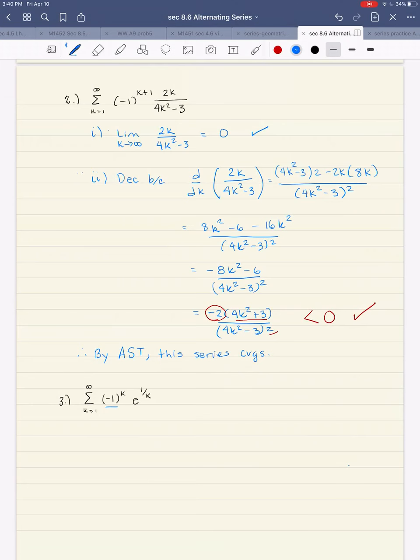All right, so here again, this makes it an alternating series. We do the two steps of the alternating series test. We take the limit as k goes to infinity, and I get the exponent goes to 0, but e to the 0 is 1, and that's not 0, so this series does not converge. This series diverges.